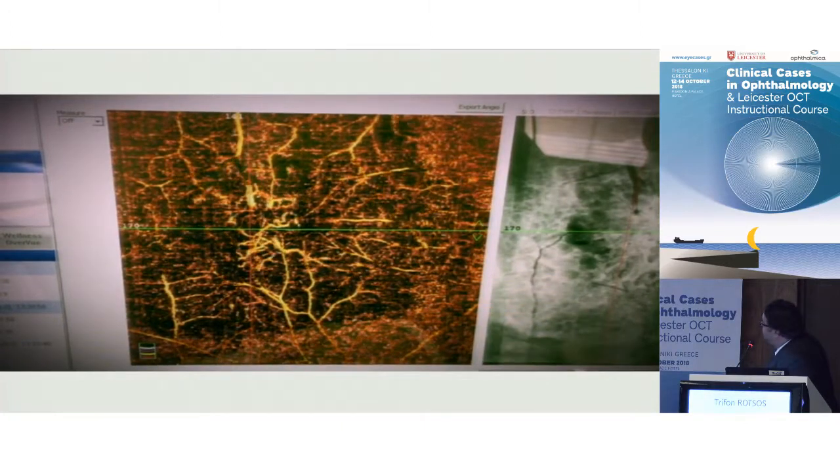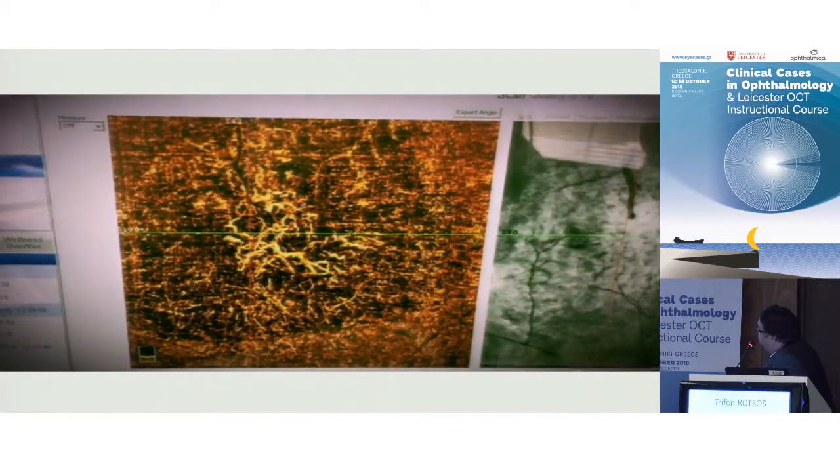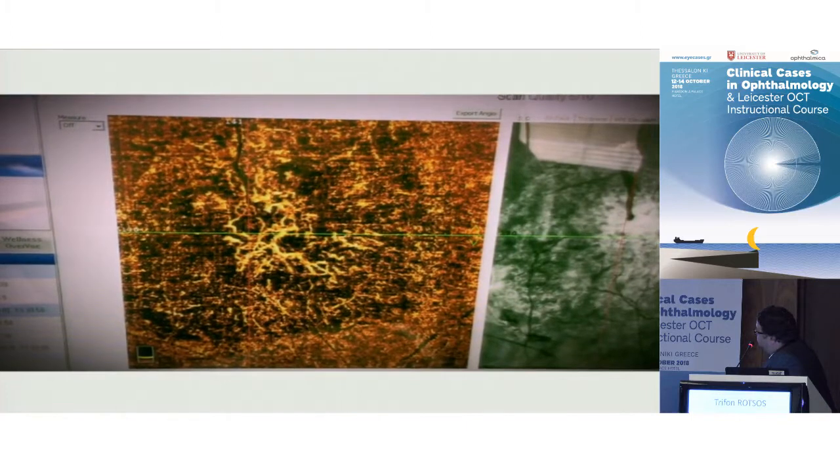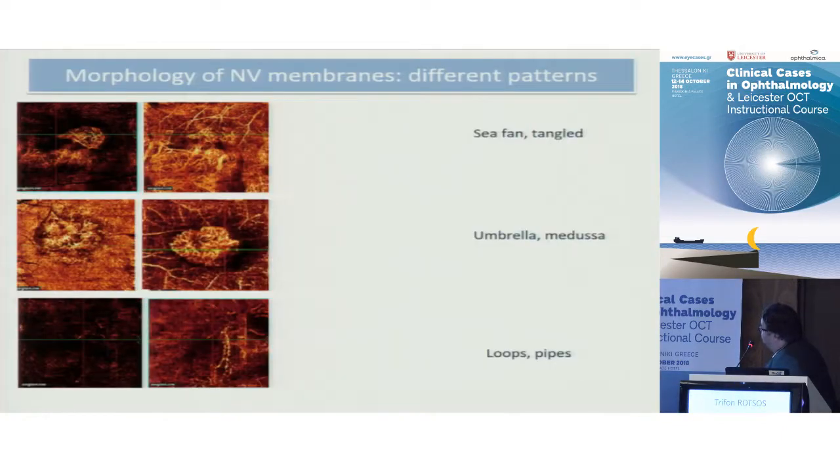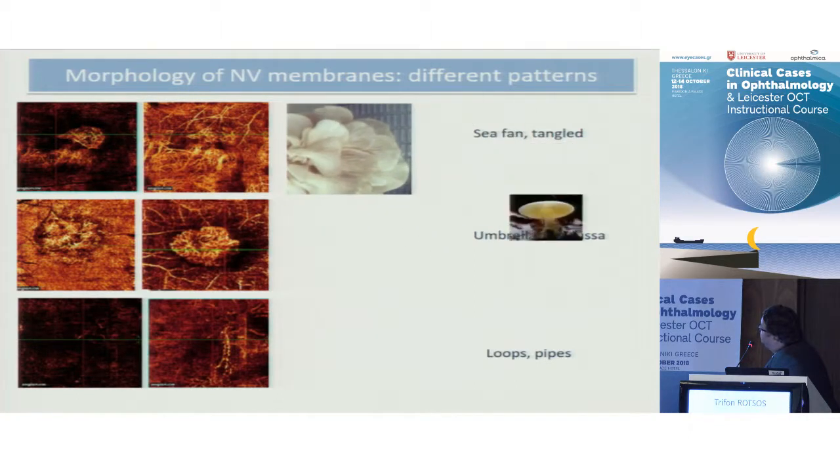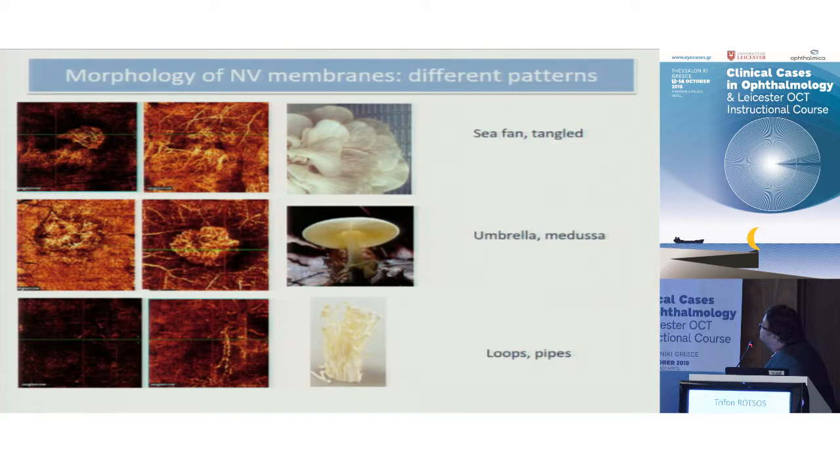And you can see, OCTA images the very high flow rate of the blood inside the retina, and depending on the shape that we have from the images, we have given some names to these patterns. So we have the C-fan membrane, the umbrella or medusa, loops or pipes, if our new vessels have a similar pattern.